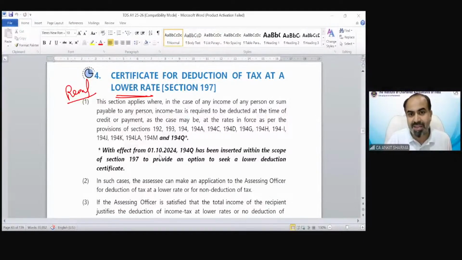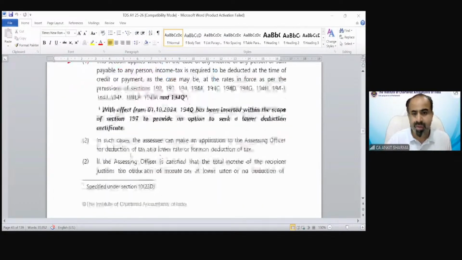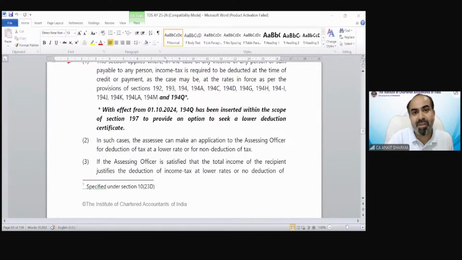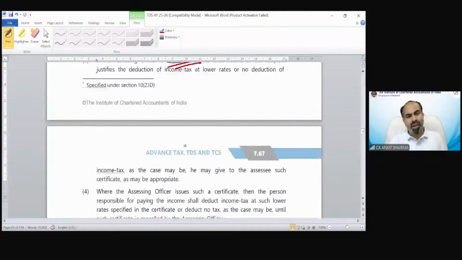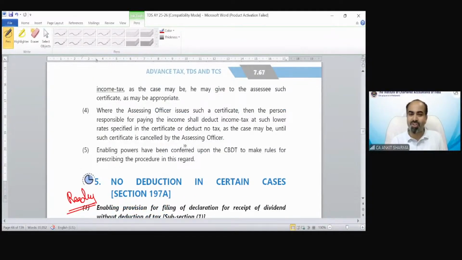Now, certificate for deduction of tax at a lower rate: this section applies where, in case of any income of any person or sum payable to any person, income tax is required to be deducted at the time of credit or payment, as the case may be, at the rate in force as per the provision of section so and so. Now, point number 2 is simple. In such case, the assessee can make an application to the AO. What is difficult in this? Tell me, Tanu. The question says you have to make an application to the assessing officer. Okay, please reduce the TDS rate for me. Just a second. Let me change the color of this and the thickness also. Okay. If the assessing officer is satisfied that yes, the TDS rate should be lower in your case, then he can allow that. So what is the problem in this section? There's no technical point.